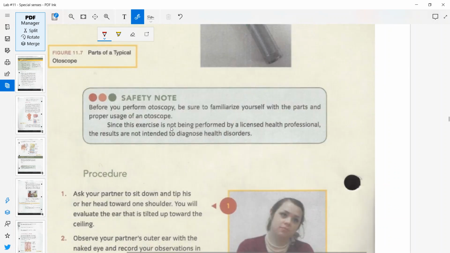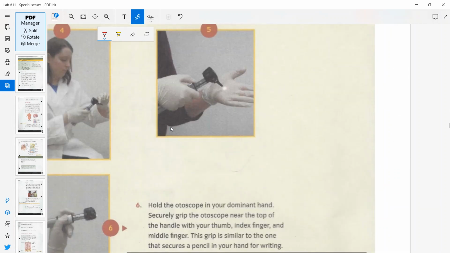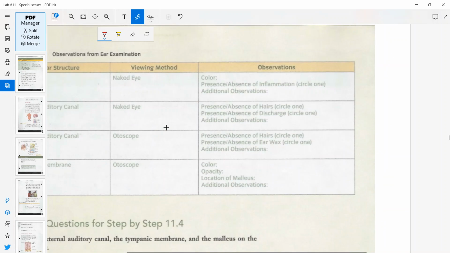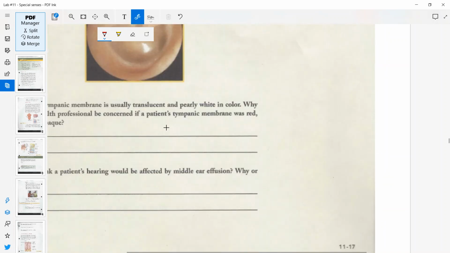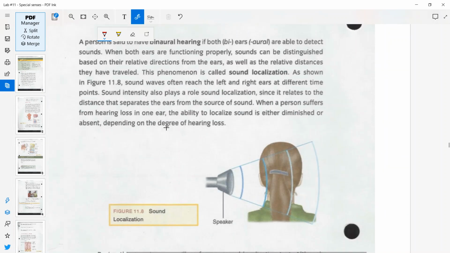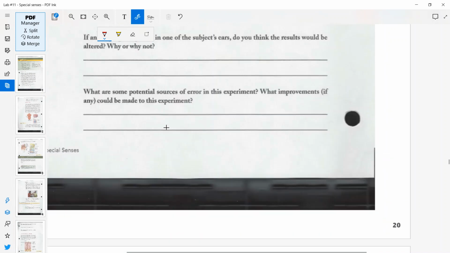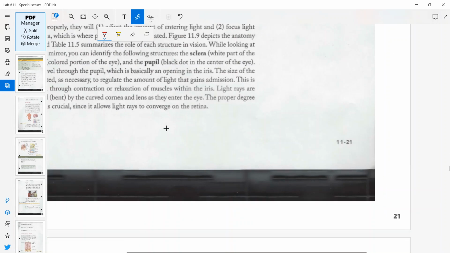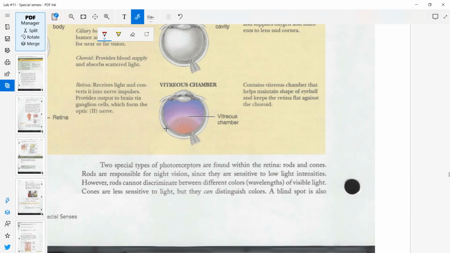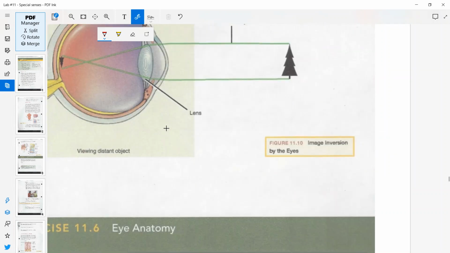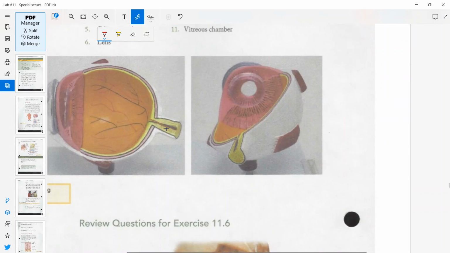Now we didn't have a chance to do that lab clearly, so we're just going to skip this whole thing. And we didn't do the sound localization test. We can skip this as well. And yeah, you can read about the eye. You have this review, but I want to focus on some aspects here.